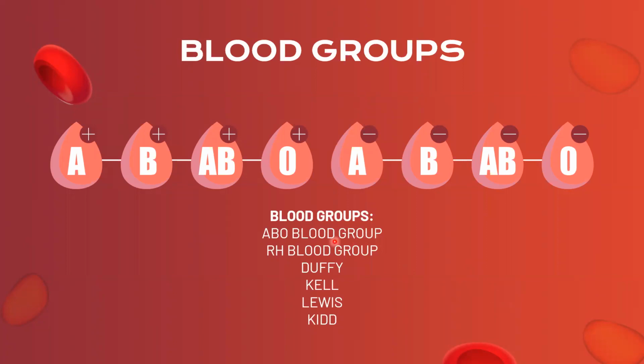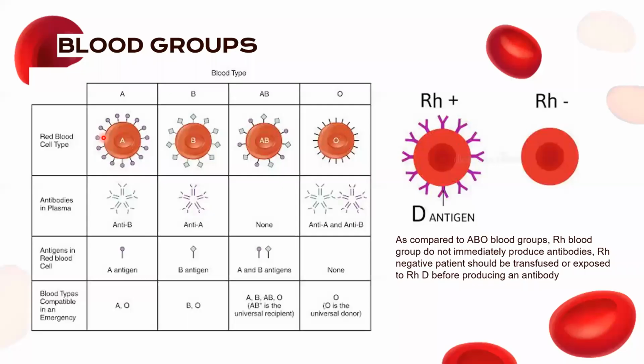The major blood groups that we use would be your ABO and RH blood groups. Here are different minor blood groups that we could use, usually for hemolytic reactions in blood transfusion. So, ABO blood group and RH blood group. ABO, RH would be positive or negative. So let's discuss.